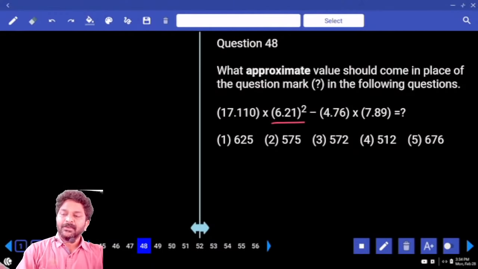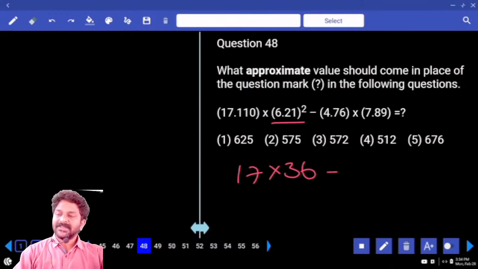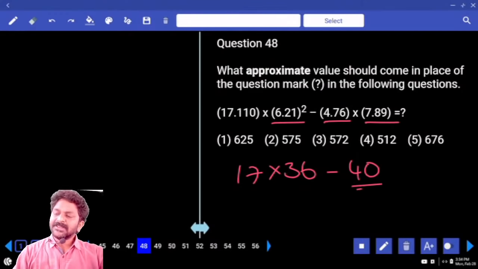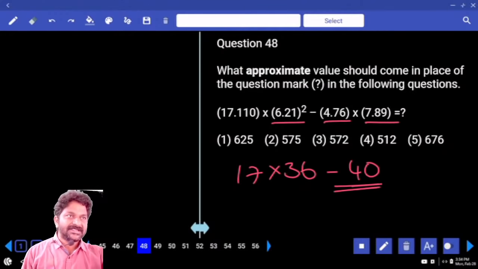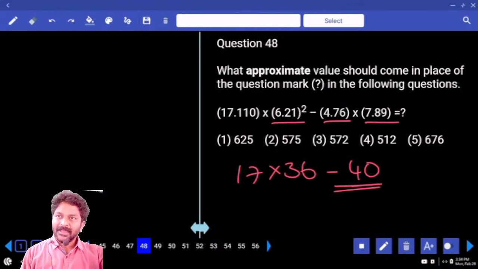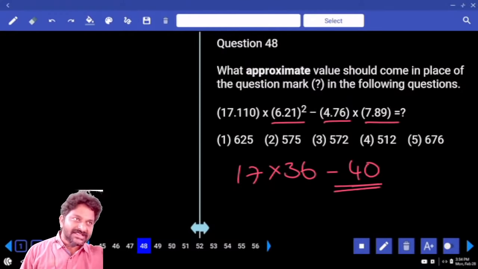Right. 17 into 6 square. 36. And then from this we have to subtract 5 into 8. Can we write it as 40? Right. So now what I'll do is approximately treat it as 36 minus 4. Minus 40, I'll treat it as minus 36 minus 4. Okay. Forget about minus 4, we'll consider that later.